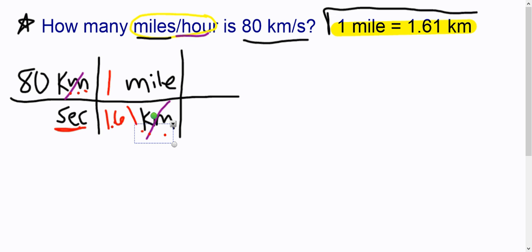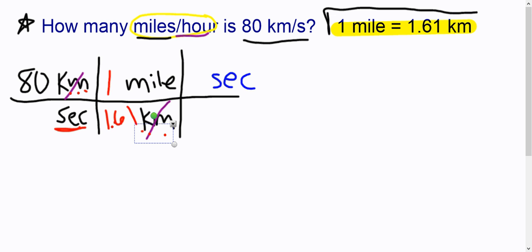So seconds, which we want to cancel, we're going to have to put that unit on top if we want to cancel it. So I'm going to do this in blue here. Seconds is on the bottom, so if we want to cancel seconds, it needs to go on top. It needs to be opposite, okay?